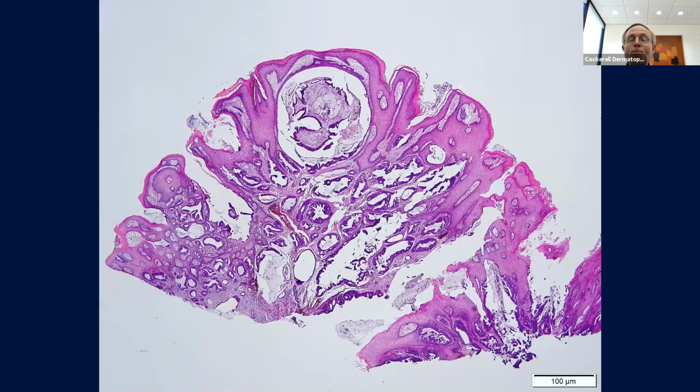So if you send me a shave biopsy, superficial shave biopsy, but it looks like it came out of the tip of a giant iceberg like that, I'm not going to call it a wart. So just make sure that you keep that in mind.